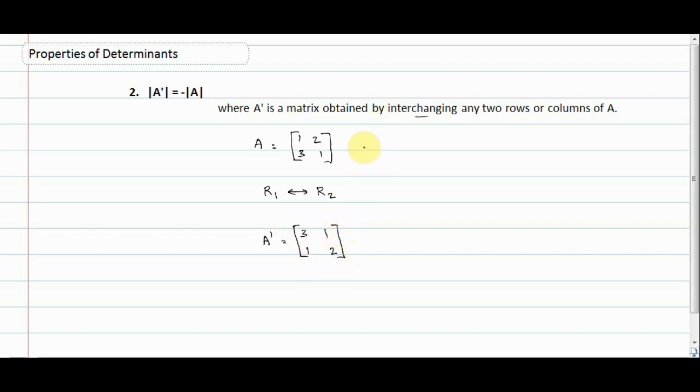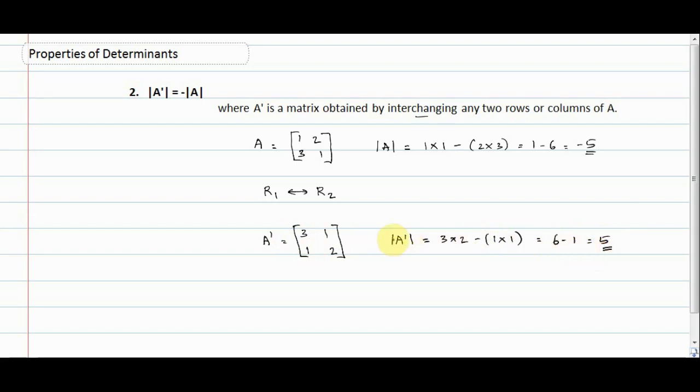Now let's calculate determinant of these two matrices. Determinant of A will be equal to 1 into 1 minus 2 into 3. So that will be equal to 1 minus 6, which is equal to minus 5. Now let's calculate determinant of A prime. If you calculate determinant of A prime, you will get 3 into 2 minus 1 into 1. So that will be 6 minus 1, which is equal to 5.